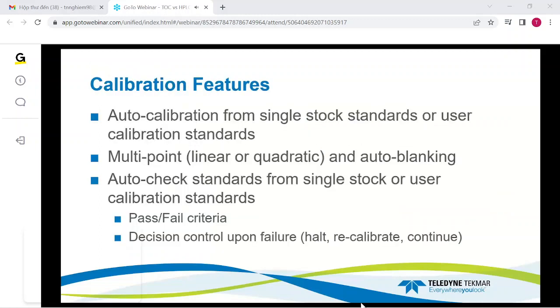So as I spoke about some of these calibration features, there's auto calibration from a single stock standard. The system can do it for you, or you can make your own user standards and run them into individual vials. You can do multi-point, linear, quadratic with auto blanking, auto checks, basically the same thing. You can do it from a single stock where the system will do a dilution from a known value, or you can make it your own by using user calibration standards. You can set pass-fail criteria. You can set decisions. If it fails, what do you want it to do? Do you want it to stop, recalibrate, continue? We give you a lot of features, a lot of tools inside the software to use.